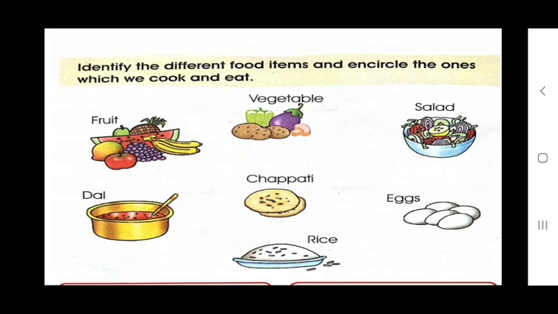Chapati, we have to cook. Rice, we have to cook. And then eggs. Eggs are healthy. So they are good for our health. But we can't eat it raw, isn't it? So we have to boil it. We have to cook it. So there are some food items which we cook and there are some which we eat raw without cooking. So fruits, salad, they are eaten raw. And dal, chapati, eggs, rice, vegetables, they are cooked and we eat them.